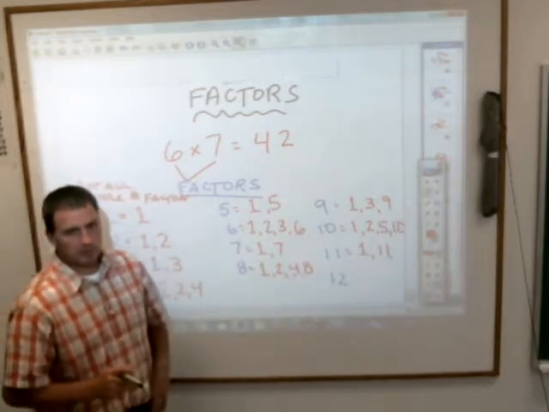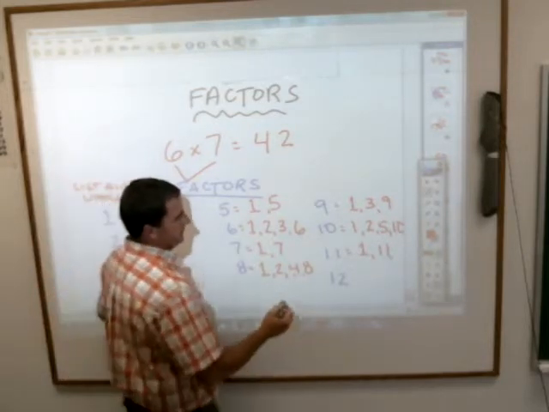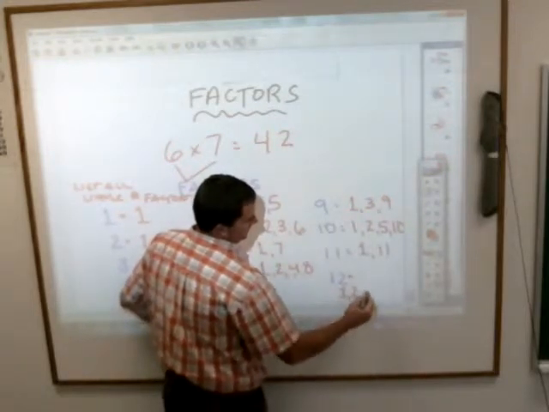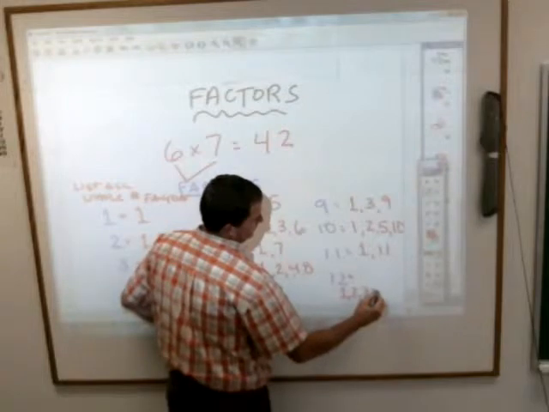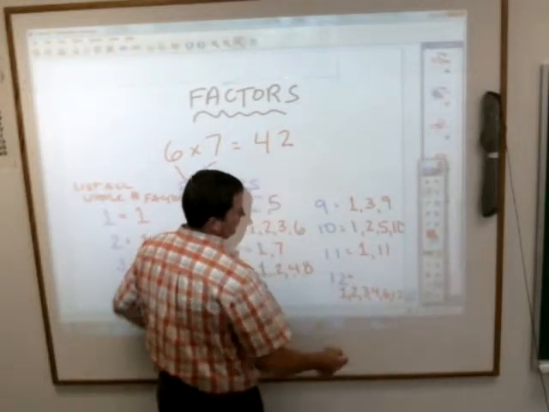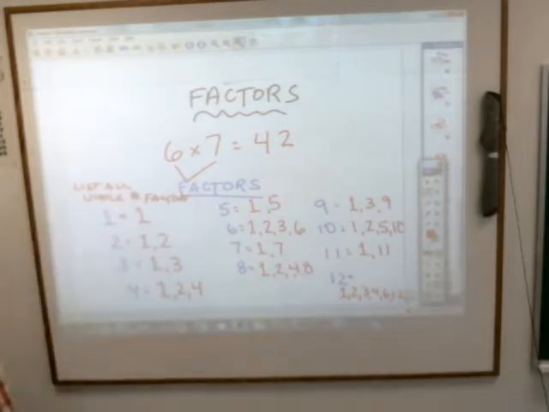And the factors of 12. So we gotta be a little careful because 12 has a bunch of factors. Sammy? 1, 2, 3, 4, 6, and 12. 12 actually has 6 different factors.